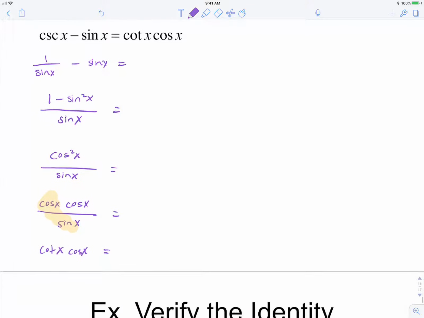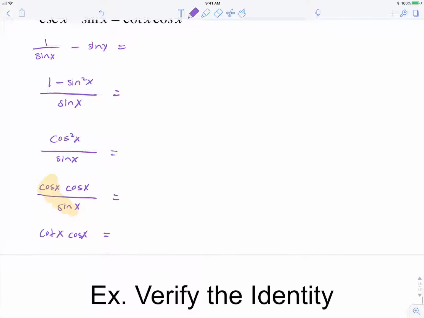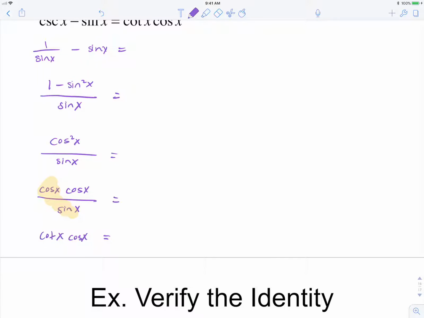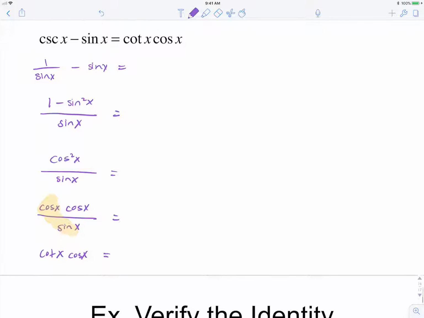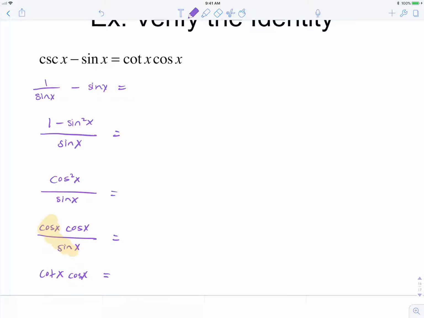I have to be able to follow these steps, you guys. They have to make sense. It needs to be very obvious going from one step to the next. Because you're given that these are equalities. You're given the left-hand side equals the right-hand side, and you're proving it.